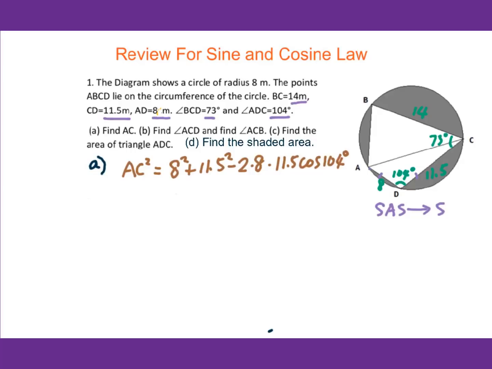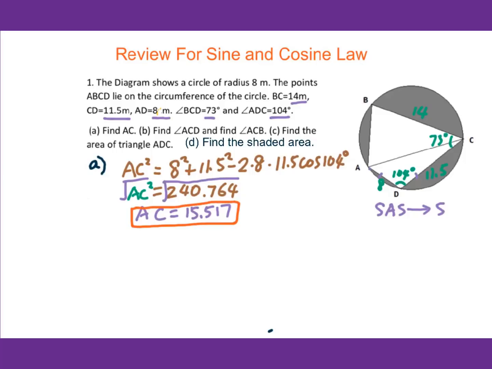When you put this into the calculator, make sure the mode is in degrees. After you get AC squared, then we have to take the square root of both sides. We got AC equals 15.517 meters. So we label AC on the diagram as 15.517.